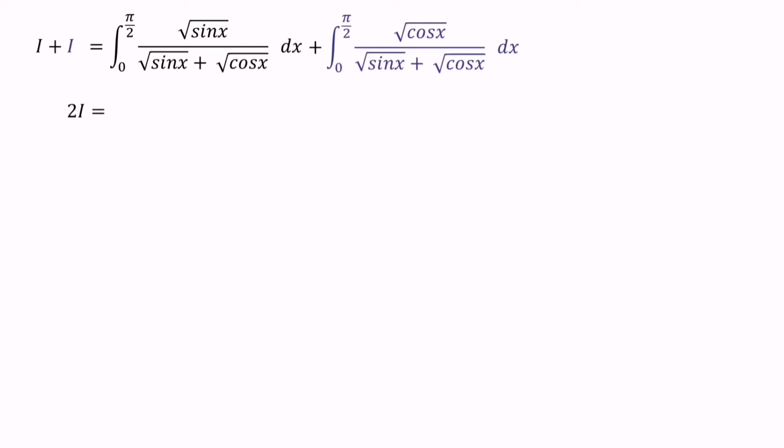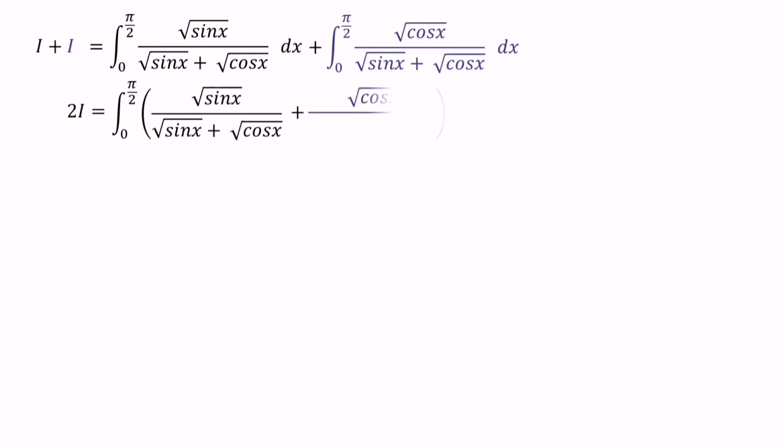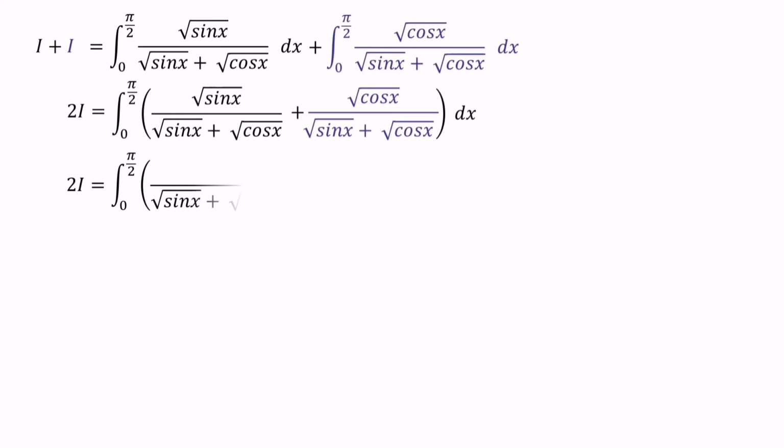On the right hand side, we can consider a common integral sign. Then within the bracket: root sin x over root sin x plus root cos x, plus root cos x over root sin x plus root cos x. Now we can consider a common denominator, root sin x plus root cos x. The numerator is also root sin x plus root cos x. So we can cancel out the numerator and denominator and get the result 1.